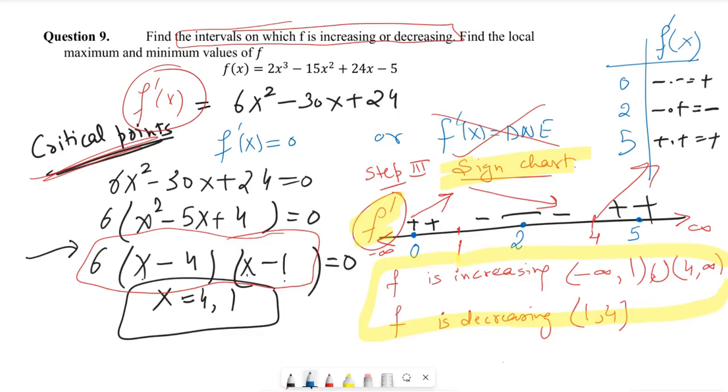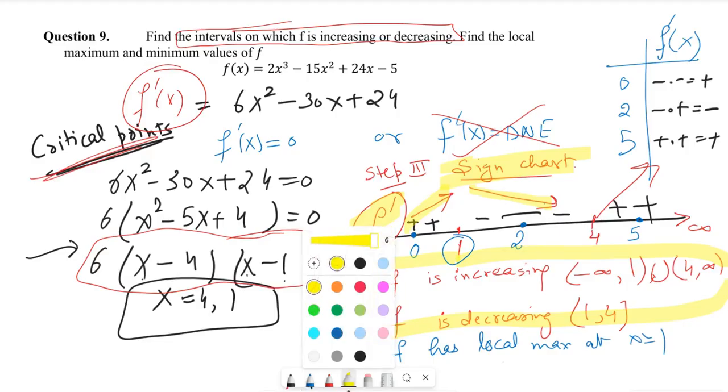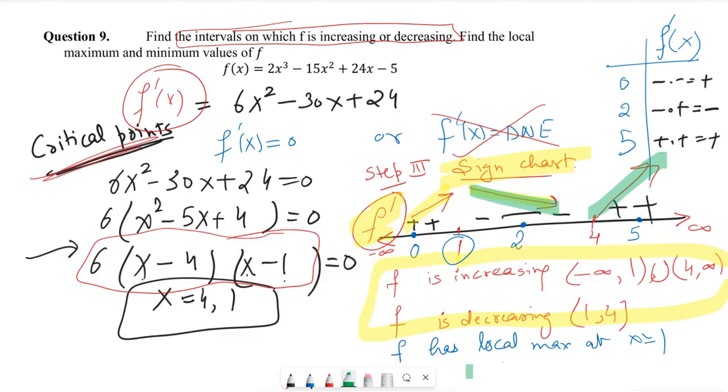Secondly, when the function's derivative changes sign from positive to negative, it was going up and then it started to go down. So there is a local maximum at 1. So we're going to say f has local maximum at x equal to 1. And here the function was going down and starting to go up. Therefore, f has local minimum at 4. So f has local minimum at x equal to 4.